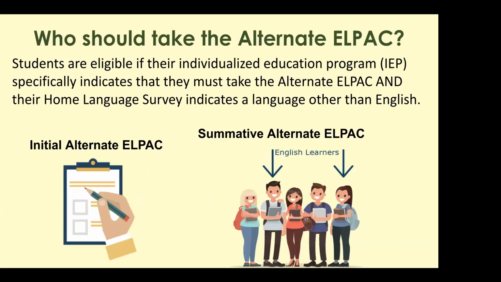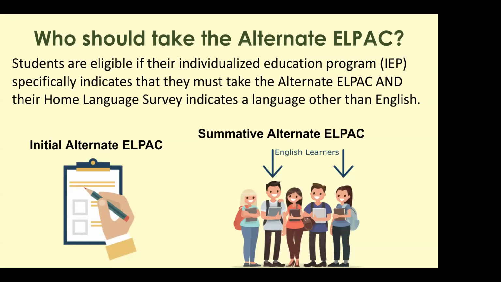Who should take the alternate LPAC? Students are eligible if their individualized education program, also known as the IEP, specifically indicates that they must take the alternate LPAC, and their home language survey indicates a language other than English. The initial alternate LPAC will be administered to all students in kindergarten through 12th grade, ages 3 through 22, whose primary language is a language other than English.